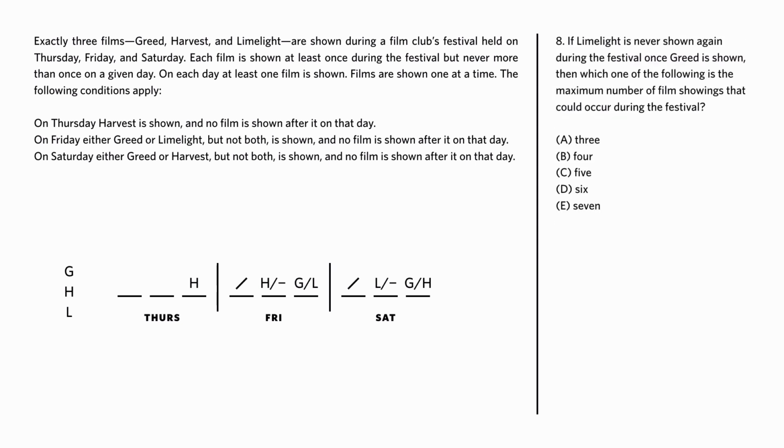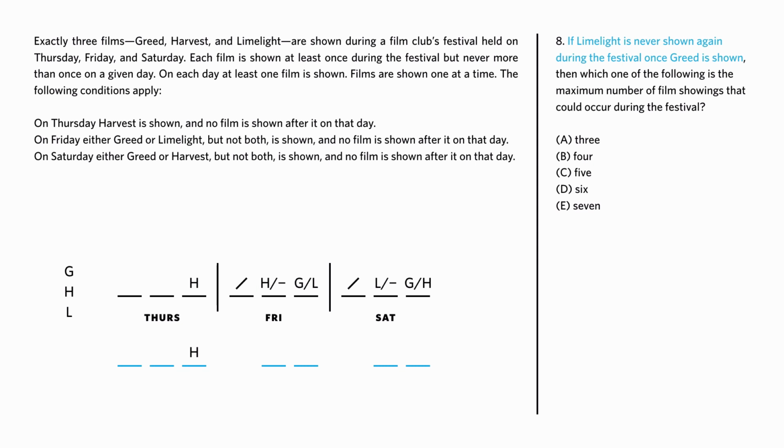Here's question number 8. Here, we're looking to fit in a maximum number of elements per this given condition that L never appears again after even the first G. Since we want to try and fit in as many elements as possible, it makes sense to try a couple of options at the extremes. One, maybe trying to put G as late as possible so that we can fit in as many L's as we can. Or the reverse, putting G early to try to get in as many G's as we can.